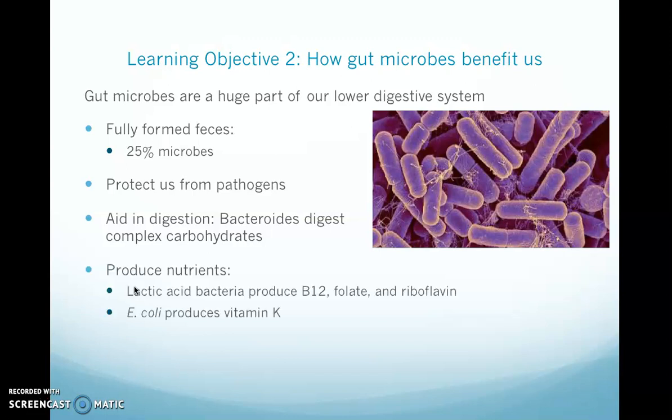There's also a bunch that produce nutrients. There's a group called lactic acid bacteria. The products of their metabolism include vitamins B12, folate, and riboflavin, and we absorb that from the leftovers from our gut bacteria. E. coli produces our vitamin K. This is most of the vitamin K that we get. There's not very much in our diet, and we absorb that from E. coli.